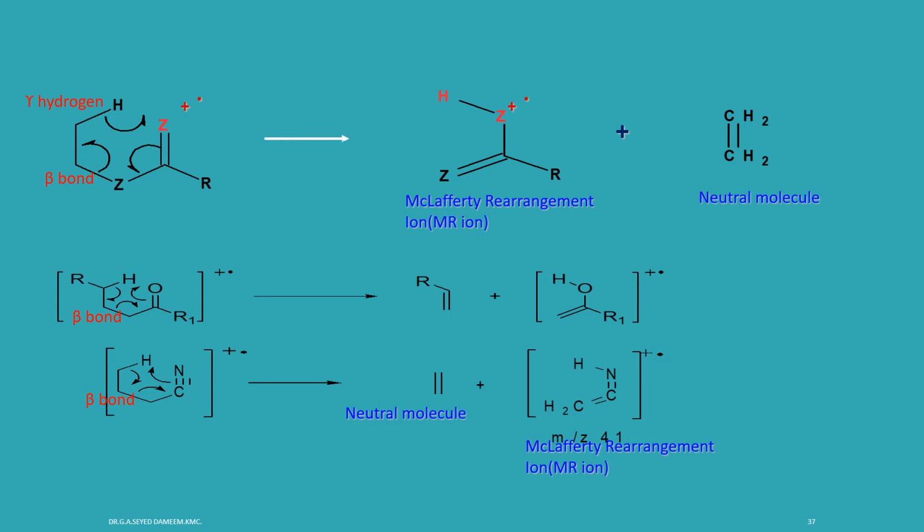Similarly, another example is propyl cyanide, which gives a neutral molecule and an ion with mass m by z 41. That ion is called the Mr ion. That gives a peak with m by z 41, and that peak is called the Mr ion peak. The third case is a specific example, and the remaining two are general.